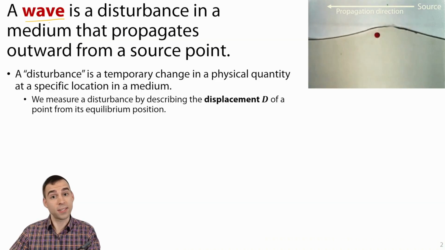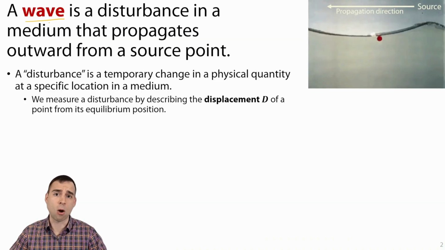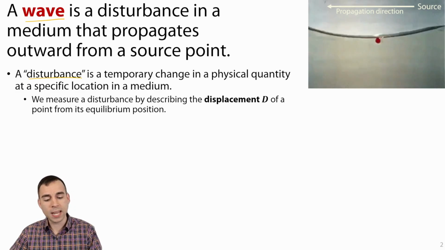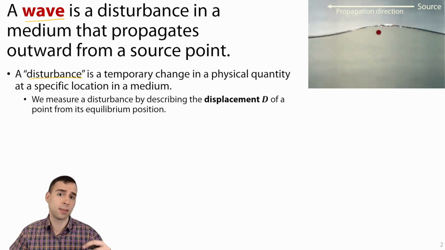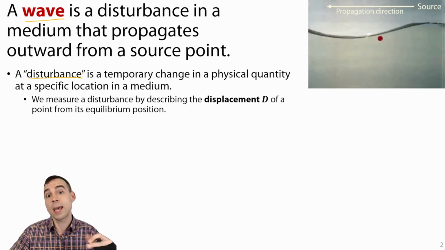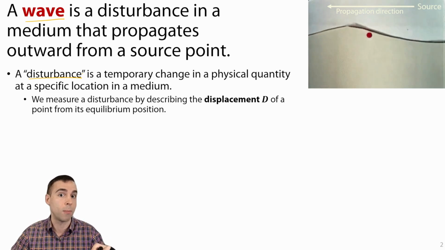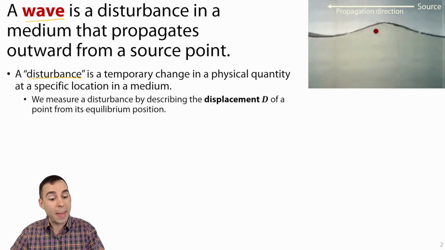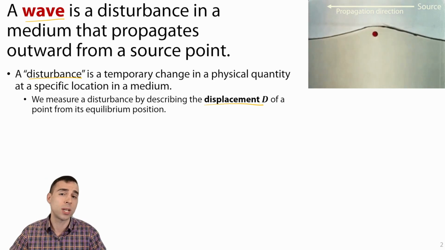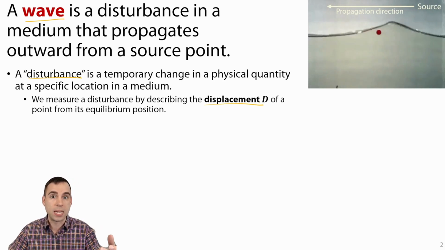A wave is a disturbance in a medium that propagates outward from a source point. And when I say a disturbance, I mean that the particles within the medium are temporarily displaced from their equilibrium resting position. We would measure these disturbances by measuring the displacement in the medium.